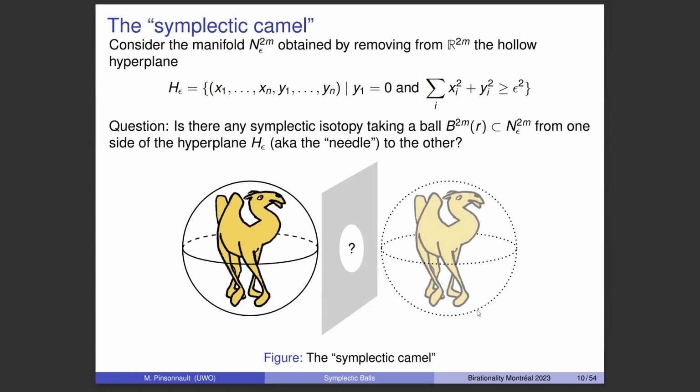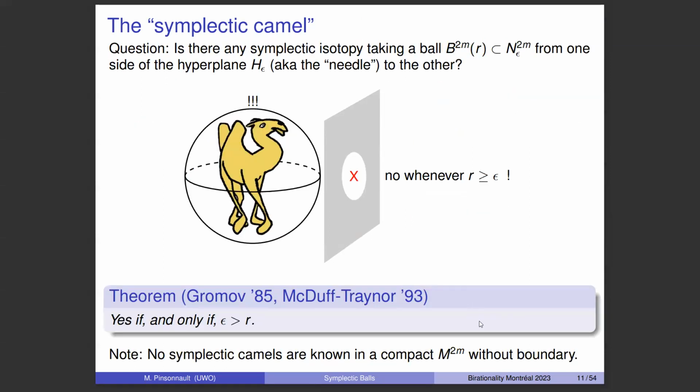The answer, unfortunately for this camel, is that this is only possible if the size of the ball in terms of capacity is not bigger than the size of this hole. This has been generalized with many other examples by Traynor. And it's still an open question whether we can find a compact example. This is essentially asking about the connectedness of the embedding space of balls. It's still quite amazing that we don't have a single example of a compact manifold for which the embedding space is known to be disconnected, when you fix a capacity. So that's the camel problem.